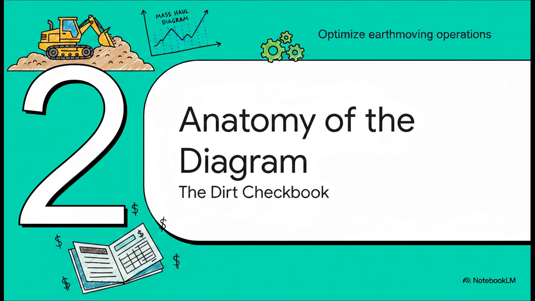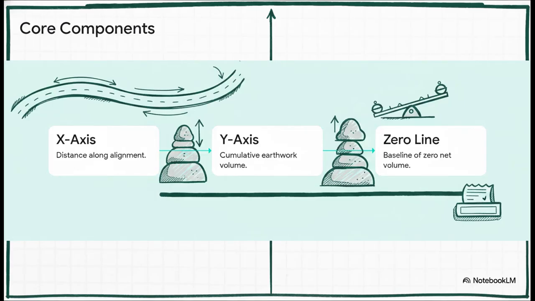Moving on to Section 2, Anatomy of the Diagram. Building this thing is actually pretty straightforward once you get the core components. First up is the x-axis. This horizontal line tracks our physical journey right along the road's alignment. Engineers usually call this the chainage or stationing. It's the physical distance.